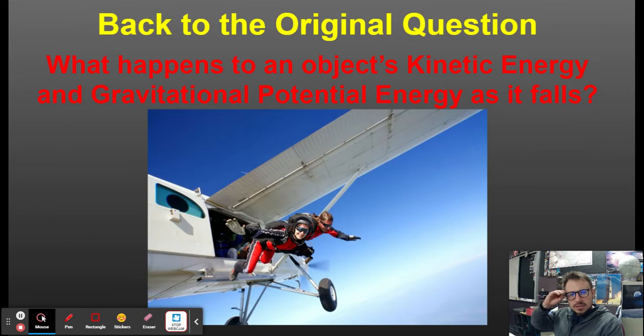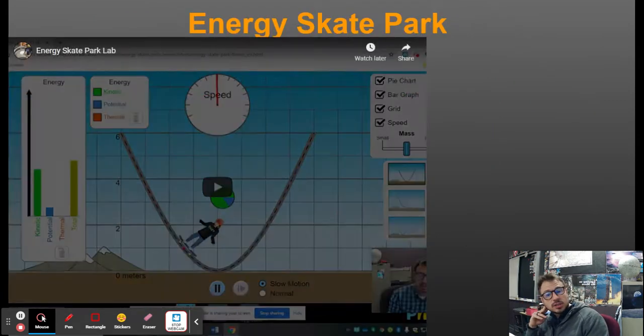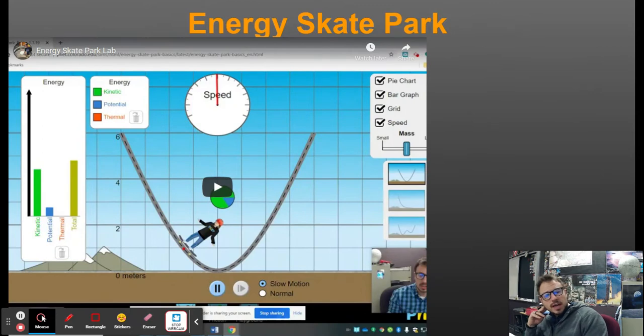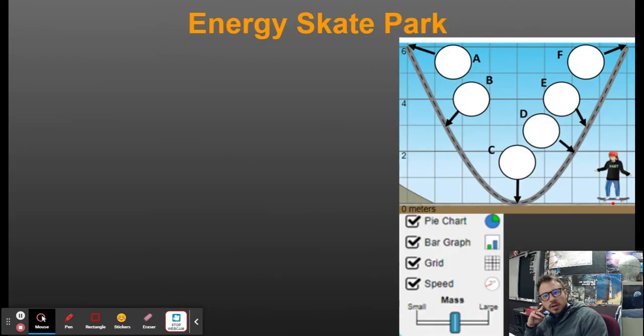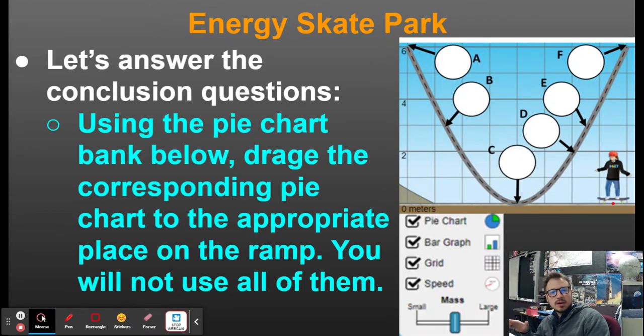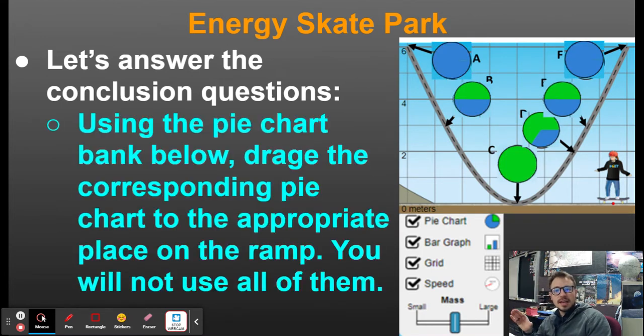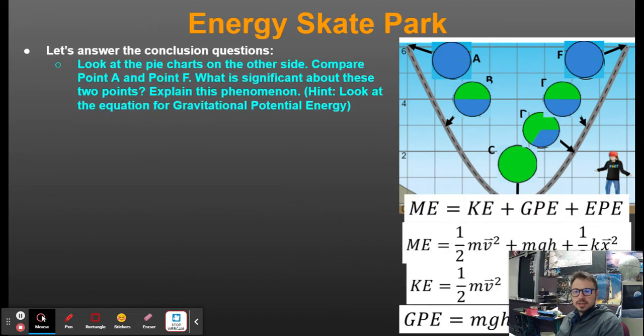So now let's answer this question, though. What happens to an object's kinetic energy and gravitational potential energy as it falls? If we look at this lab, Energy Skate Park, in which the skater's moving up and down, you were to match the pie charts to what was happening in that lab. So these are the answers to that. This is what we got for that. The green represents kinetic energy, blue represents gravitational potential energy.